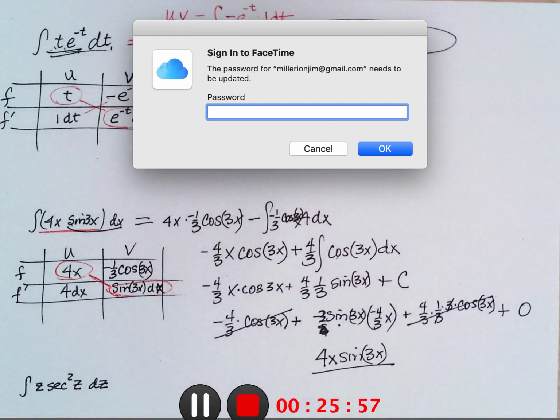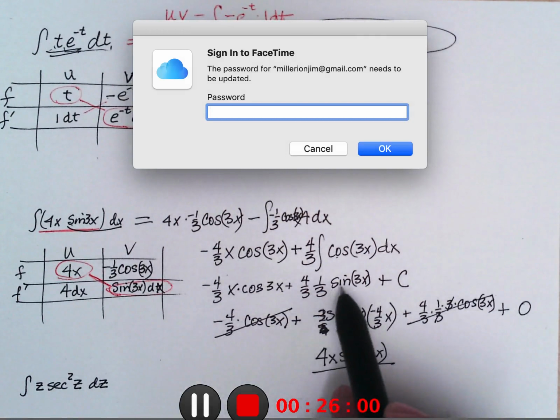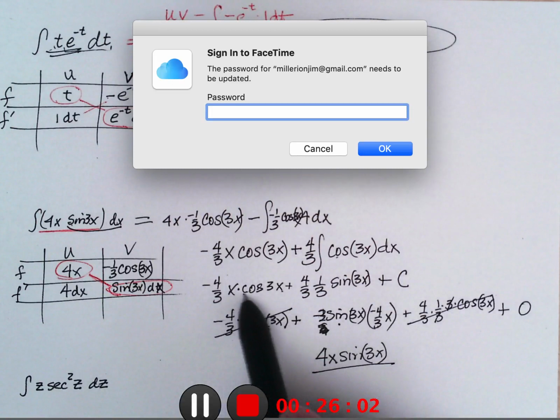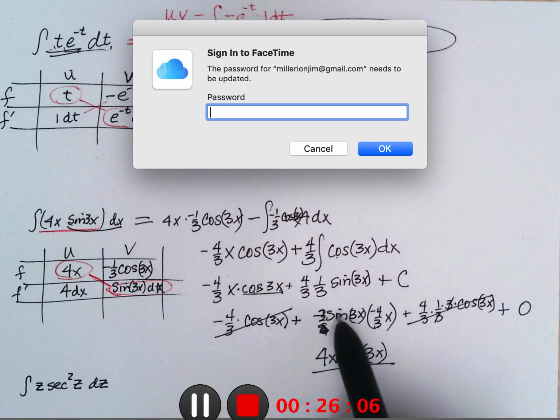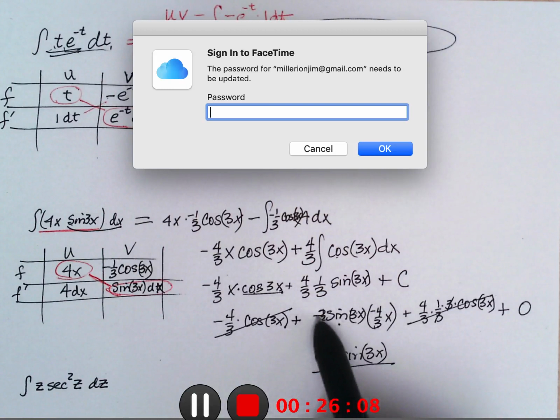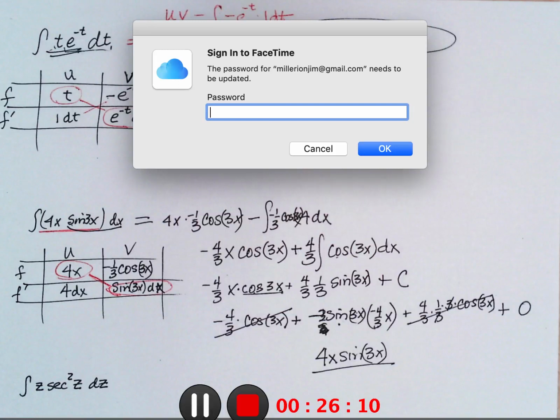Yep, I made a mistake when I did the antiderivative, when I took the derivative of cosine 3x as 3 sine of 3x and minus. Got to be careful of your signs. Okay, couple more.